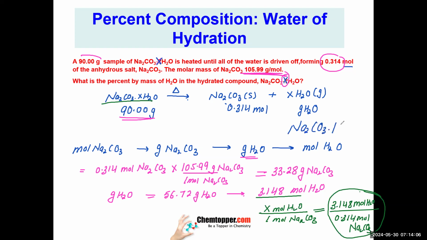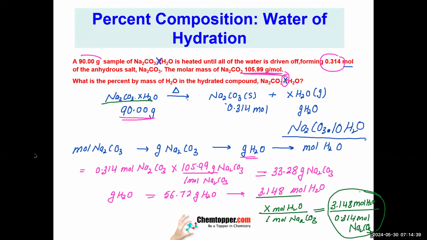Na2CO3·10H2O. Put a dot here. This is the hydrated form. These numbers 10, 7, 2: we calculated 7 in magnesium chloride, we calculated 2 in copper(II) chloride, and here we have calculated 10. Yes, very good. Amodita, do calculations carefully.